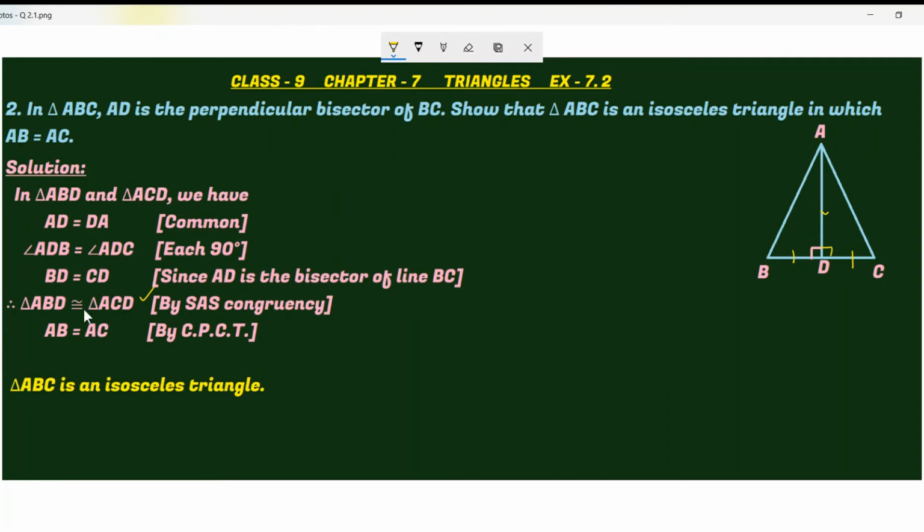You can see now this AB and AC, these two are corresponding parts of congruent triangles. So we know corresponding parts of congruent triangles would be equal to each other. So by CPCT, I can say this AB is equivalent to AC. That's it. If these two are equal to each other, then we can say this ABC is an isosceles triangle. Hence, we have proved. Thank you.